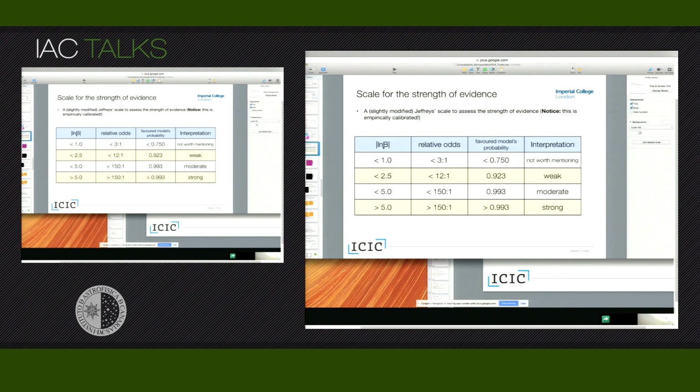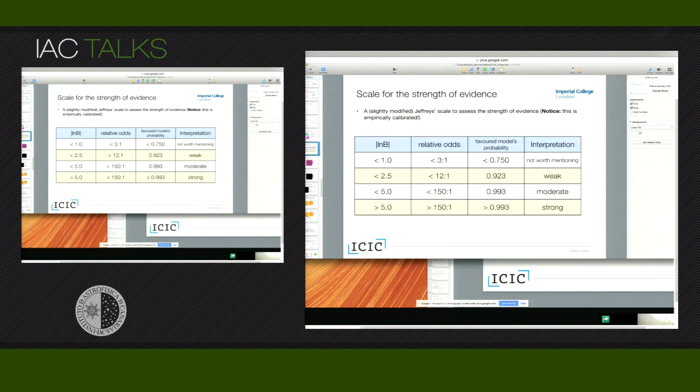So it's log B that's important. The next threshold is 2.5 in log B, meaning relative odds of 12 to 1, or, if it's two models, one of the two models is 92.3% probable, max. And so that's weak evidence. Moderate evidence is up to log B of 5, and strong evidence is above 5. So that's a useful way of translating, in the back of your mind, strength of evidence in terms of quantitative values of the Bayes factor, in terms of how to interpret it.